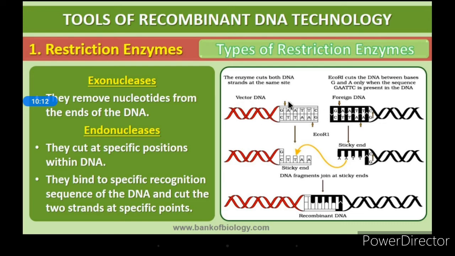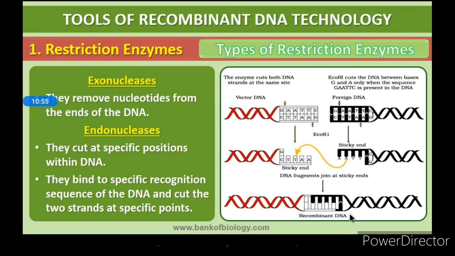In the vector also it should be cut from the same position, that is GA, we need to select. If we cut from here, we will get it like this. So two sticky ends here also, this will be cut like this and you get it like this. So we got two sticky ends, both of the vector DNA and the foreign DNA. Now the DNA fragments join at sticky ends. Now both get joined. This will come and attach here. So at last we will get the recombinant DNA.